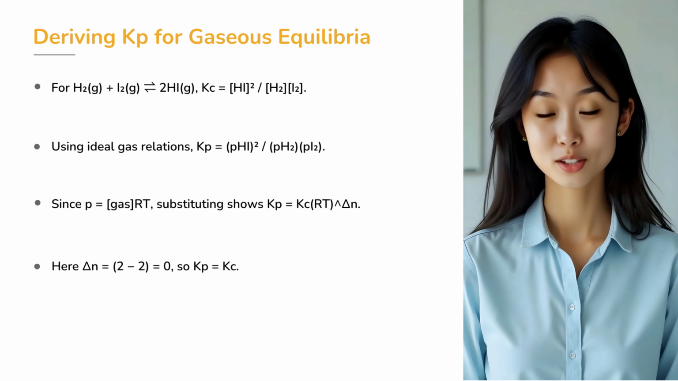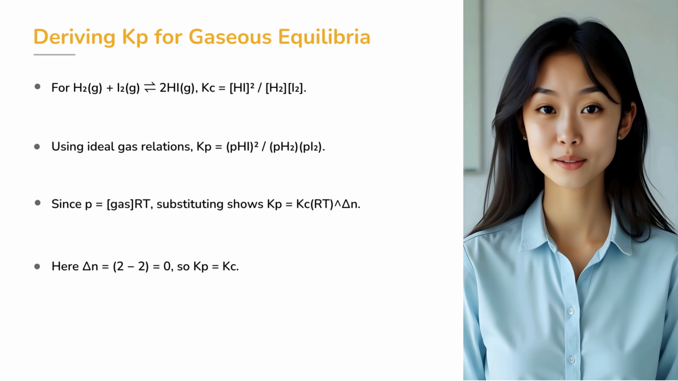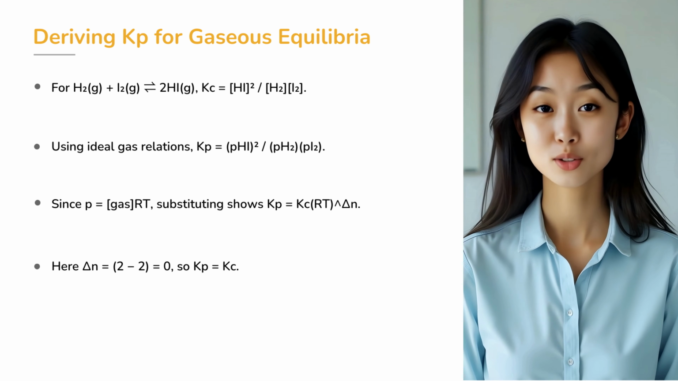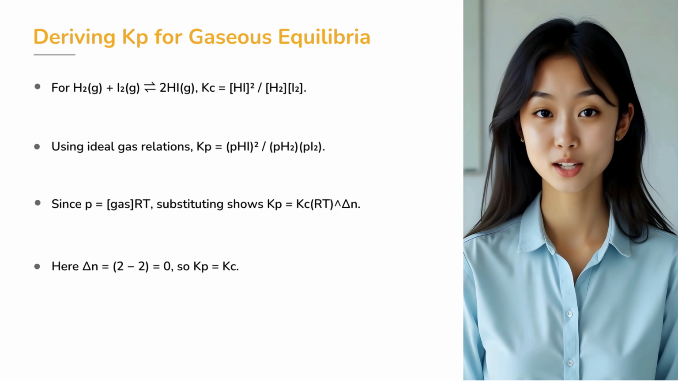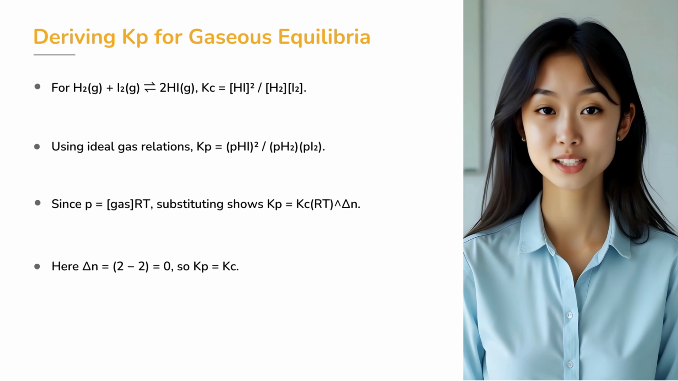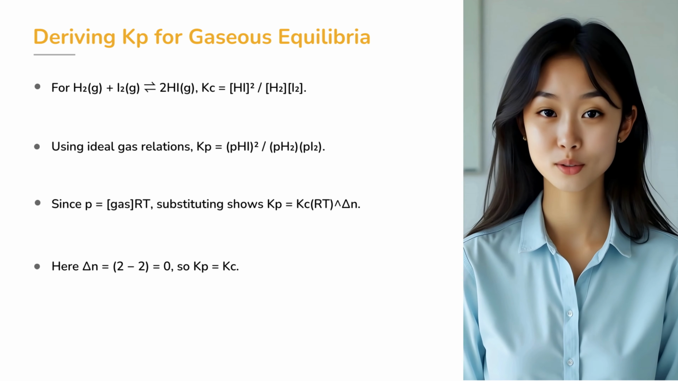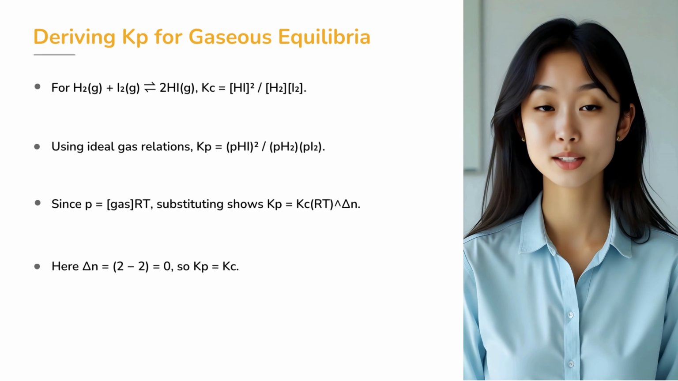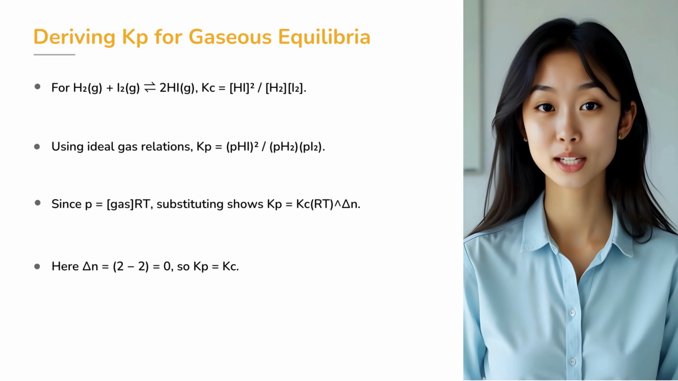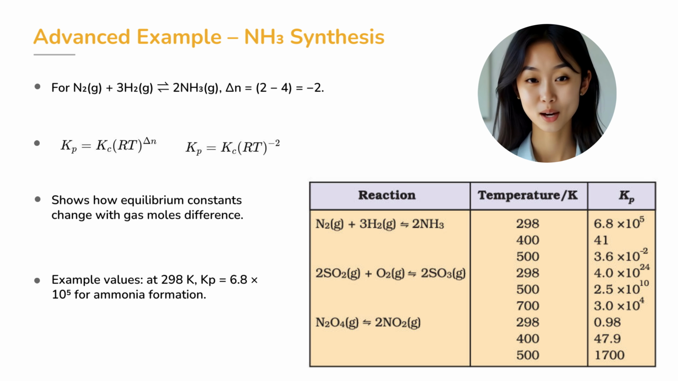Since pressure equals concentration times RT, substituting values shows that Kp equals Kc times RT raised to the power delta N. For this reaction, delta N is 0 because we have 2 moles of product and 2 moles of reactants. So here, Kp equals Kc. Isn't that elegant? Now let's apply this relation to ammonia synthesis.